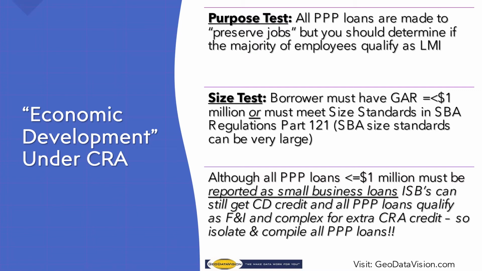To meet the size test, a PPP borrower must have gross annual revenues of $1 million or less, or meet the SBA size standards inherent in Part 121, which is quite liberal, as you will find out in a few minutes. So don't give up just because you have a borrower that had gross annual revenues exceeding $1 million. Although all PPP loans of $1 million or less must be reported as small business loans, ISBs can still get credit for community development, and all PPP loans qualify as flexible and innovative and complex for extra CRA credit. So isolate and compile all your PPP loans.